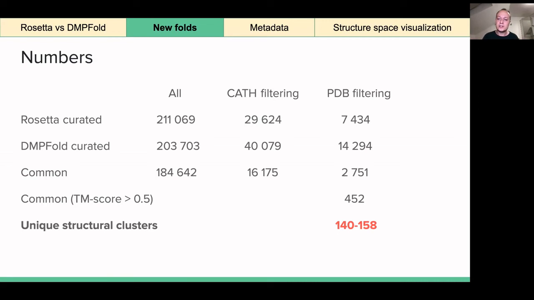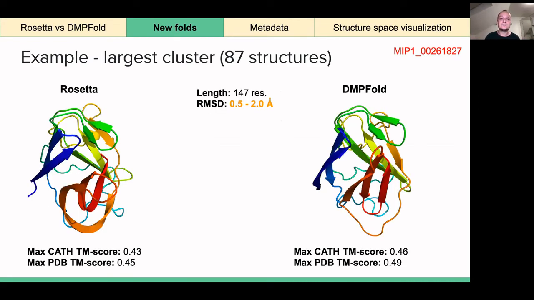Let me showcase one of those cases. Here we have a cluster of 87 structures. This is the largest cluster that we identified, where both Rosetta and DMPfold produce very consistent models for vastly different sequences. And you can appreciate here that the fold is the same and those structures are very similar to one another, with RMSD for corresponding sequences ranging from 0.5 to 2 angstroms.